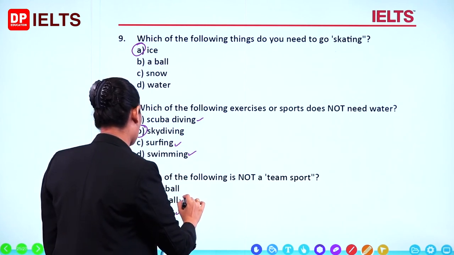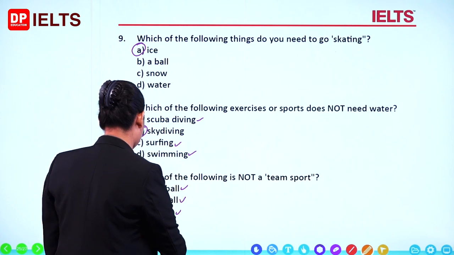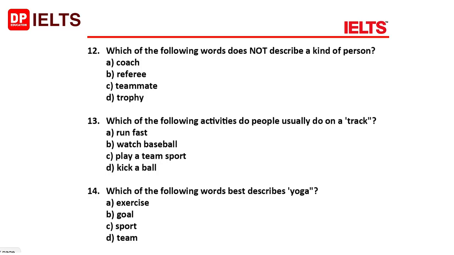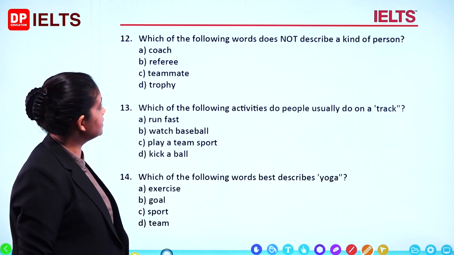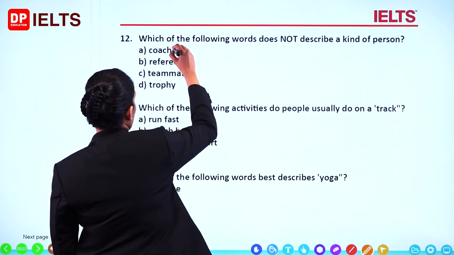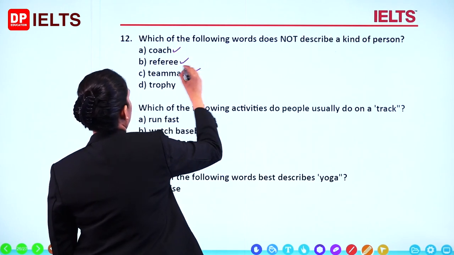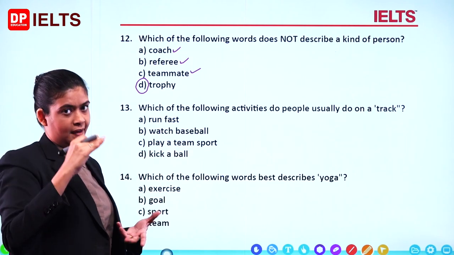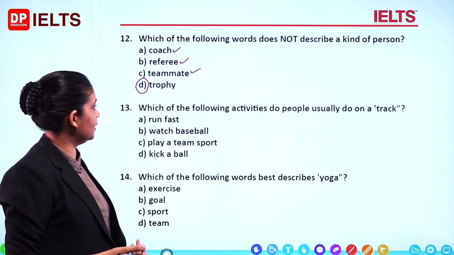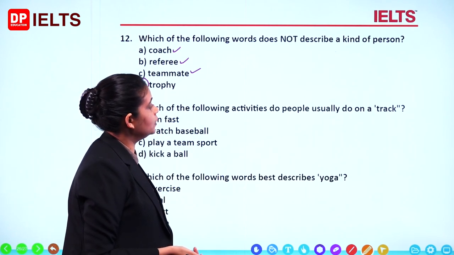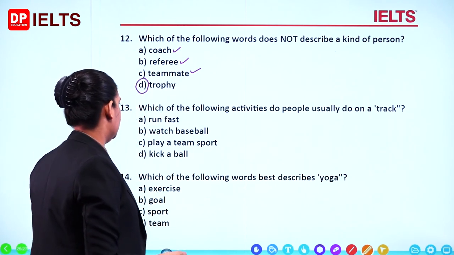Hockey is, football is, baseball is, boxing, taniyama karana kridawak, right? Which of the following words does not describe a kind of person? Coach kenek, referee kenek, teammate kenek, trophy kiyana laba gana loku wara me awards, cups wageva, right? Ithin kenek nevey. Which of the following activities do people usually do on a track, right?